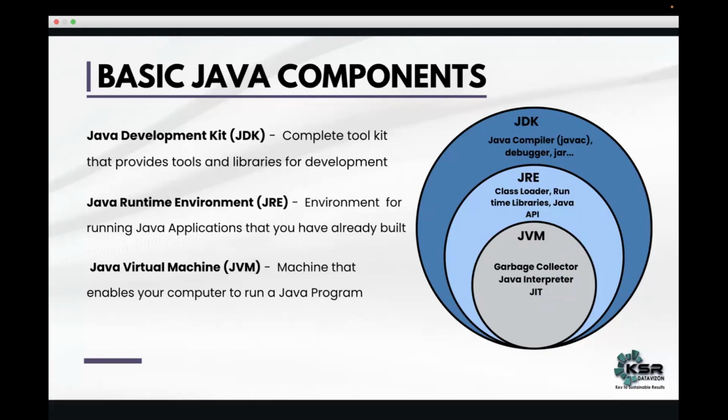So this is how the structure looks. JDK contains both JRE and JVM. JRE contains JVM, and JVM is a component. The hierarchy is like this. Okay? So we have seen the definition. We have seen the basic components. Any doubts in this? I'll pause for a minute. Any doubts? Okay, I think there are no doubts.